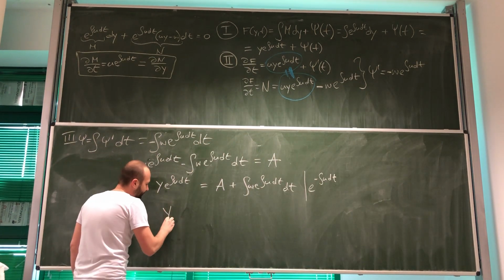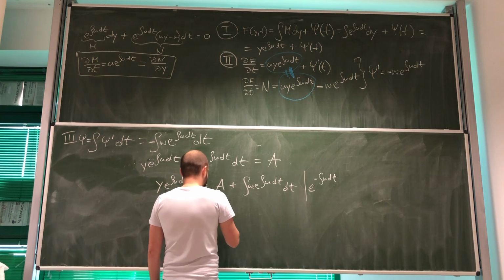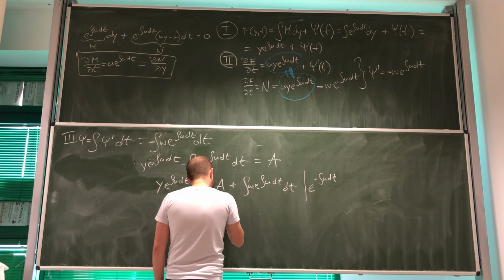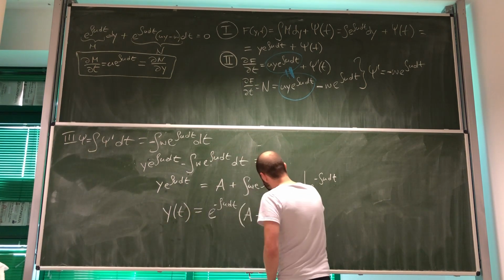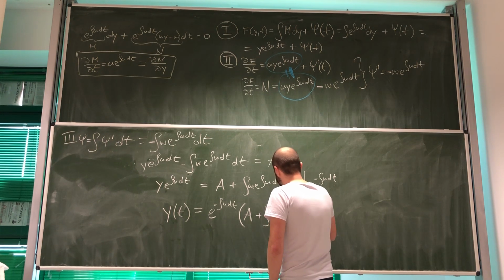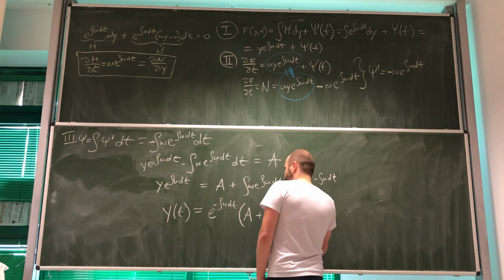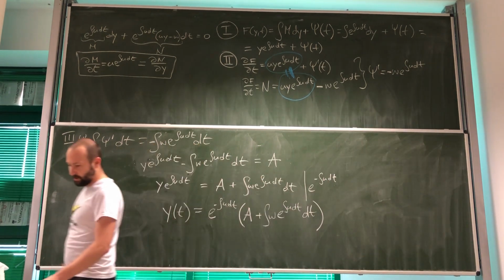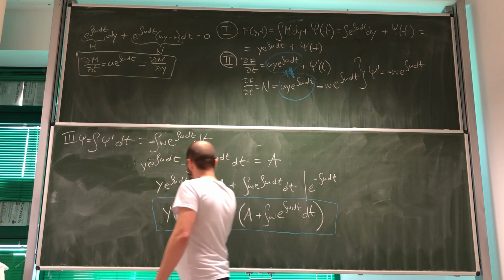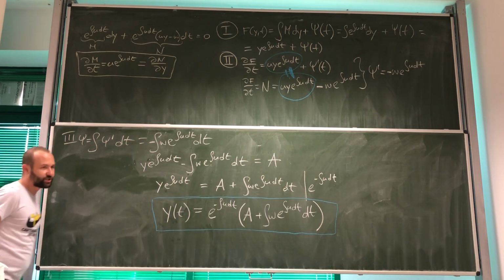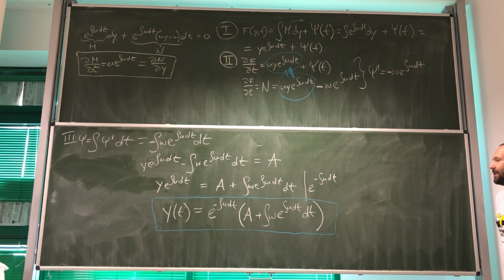And now we finally obtain the solution. y of t is equal to e to the power negative ∫u dt times A plus ∫w e^(∫u dt) dt. And what you see over here is the solution to a first order differential equation with variable coefficient and variable term.